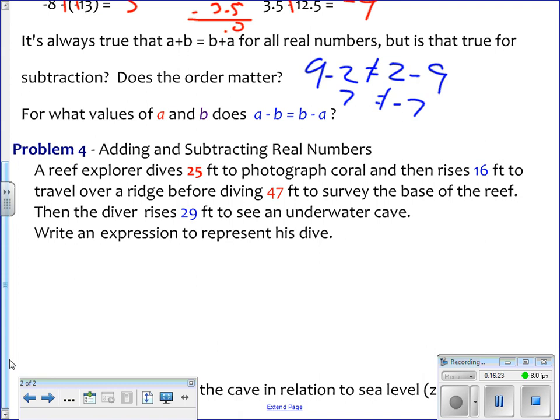I don't want to know where they are. I want an expression that represents they went down, they went up, they went down, they went up. In other words, this number plus this number plus this number plus this number, or this number minus that number, or something like that. A numerical expression is where you have numbers added or subtracted together, but there's no equal sign. Okay, does that make sense? I want you to come up with one. Take a minute.